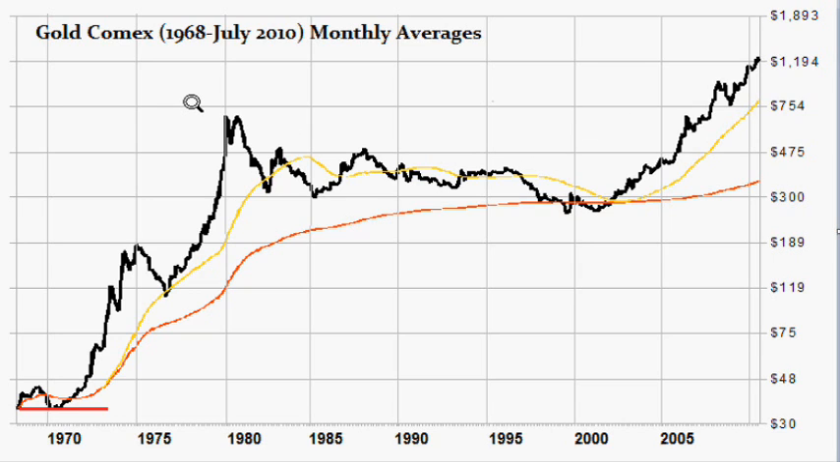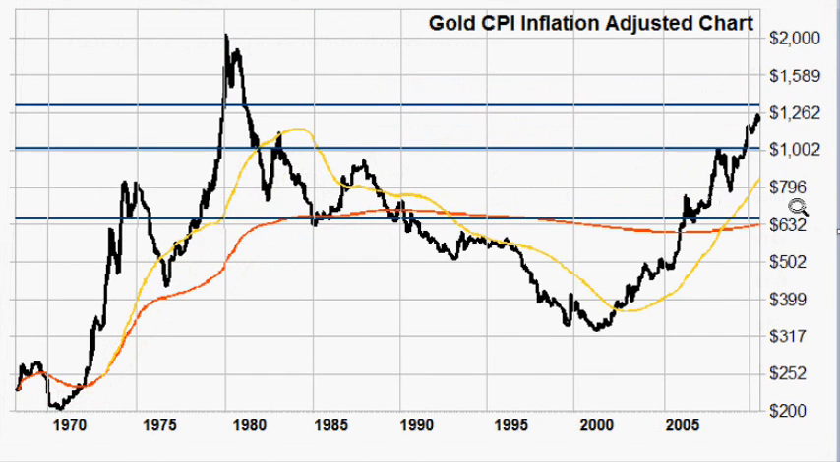The reason for that is inflation, because we have a monetary system that is creating an excessive amount of money. So it's not really that gold has been going higher. It's because the value of the currencies is going lower. The next chart we're going to look at is the CPI-inflated gold chart from the same period of time, going back from 1968 to today.